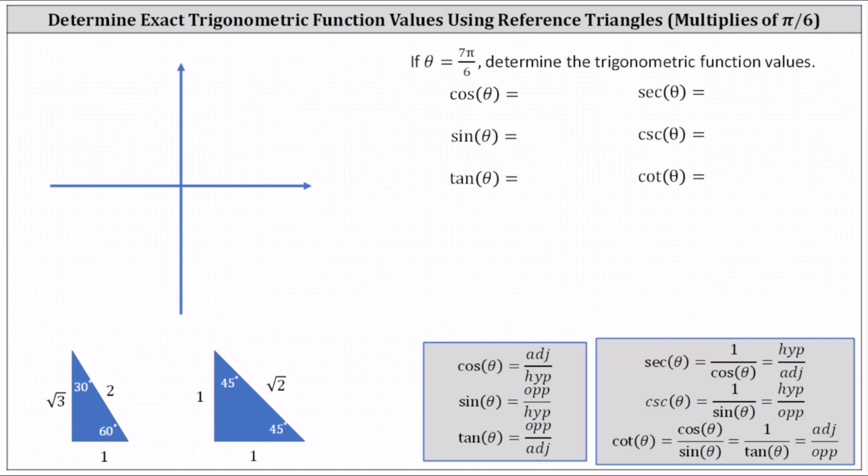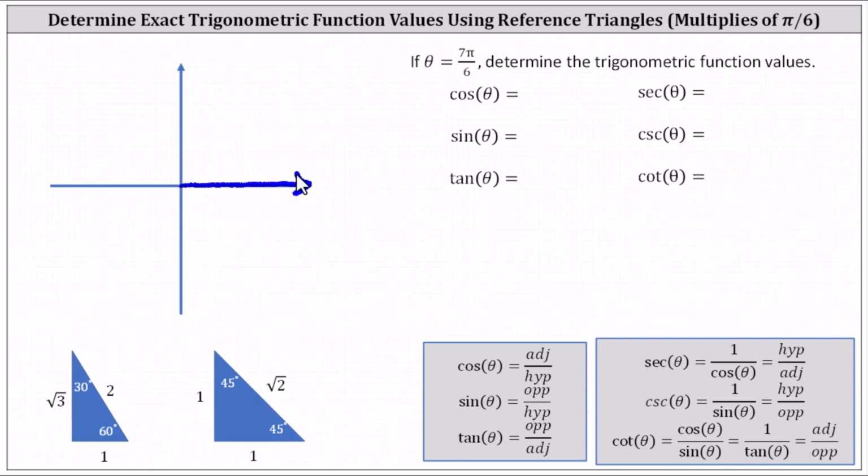In this lesson, we'll use a reference triangle on the coordinate plane to determine the 6 trigonometric function values for theta equals 7 pi divided by 6, or 7/6 pi radians. To begin, we sketch the angle in standard position. The initial side is along the positive x-axis.